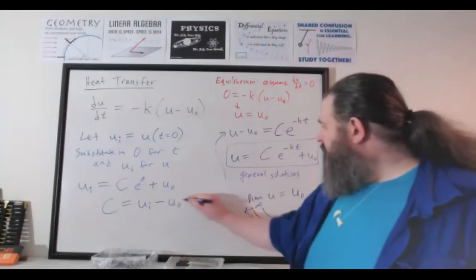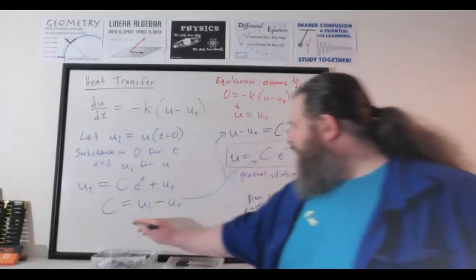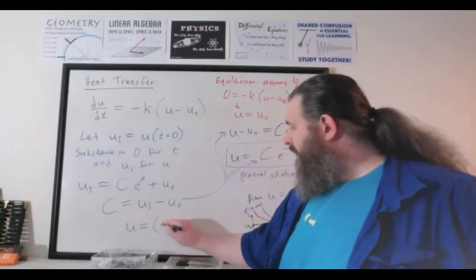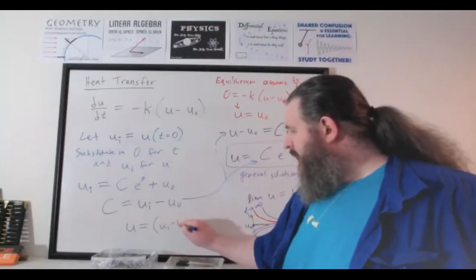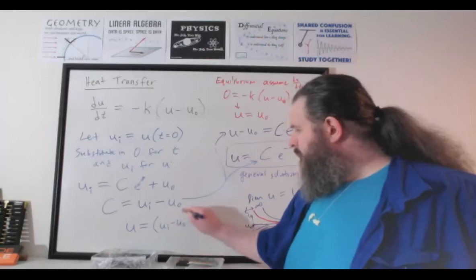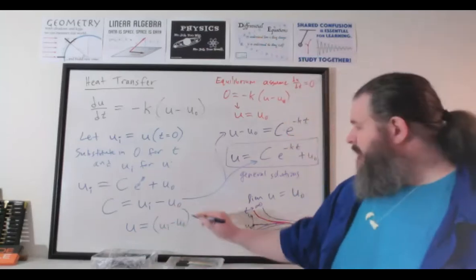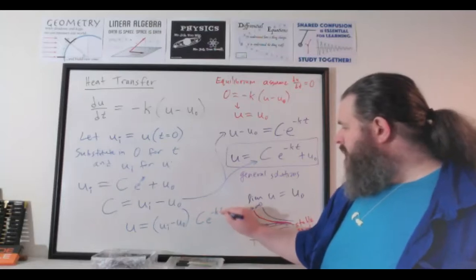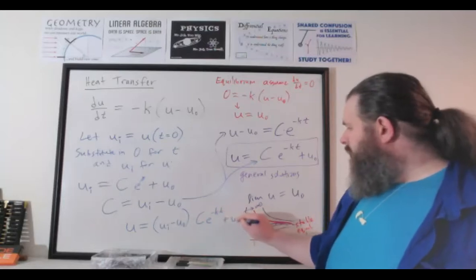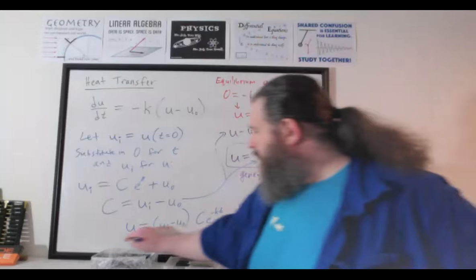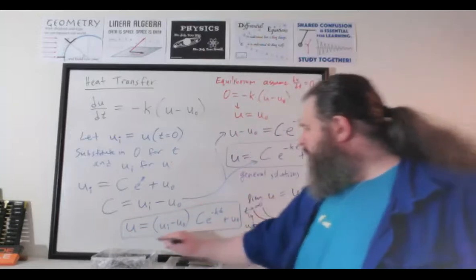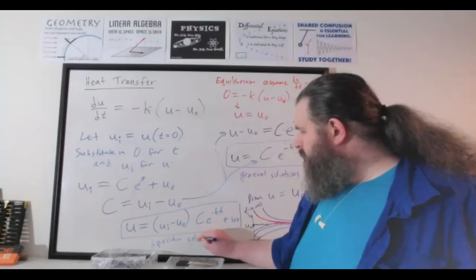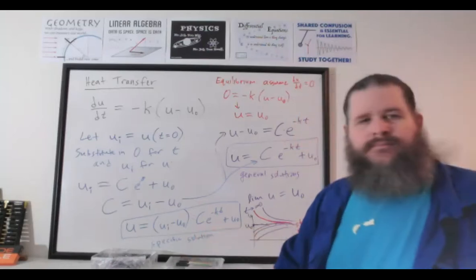So we can now fill that in for C, and we get, as a specific solution, U equals that difference, Ui minus U0, that is the initial difference in temperature, times e to the negative KT plus U0. So this would be what we call the specific solution. And that's U of T. Yeah. So that's U of T. And then in this case, the U0 would be equivalent to 10.